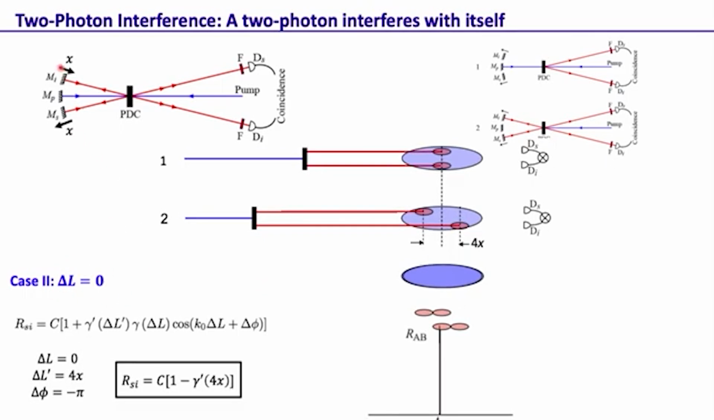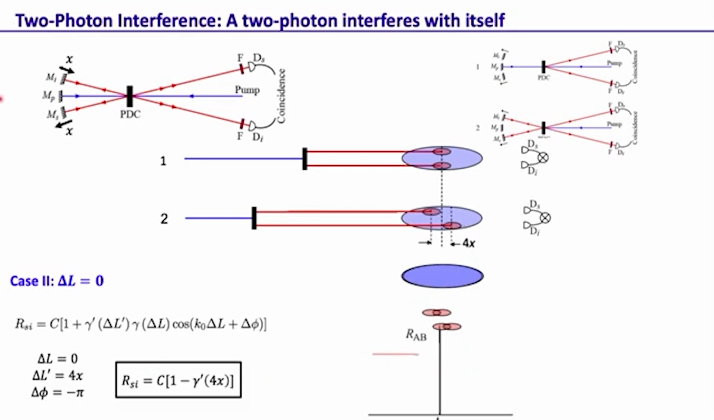We can achieve this by making sure that, from the balanced position, we move the two mirrors by the same amount but in opposite directions. Then one can show that delta L is 0 because the midpoints remain wherever they are. Delta L prime becomes 4x, delta phi remains minus pi, and the coincidence count rate in this case is 1 minus gamma prime of 4x, so no interference from the pump coherence. Since delta L is 0, the overlap of the bigger coherence packets remains intact, while the overlap of the smaller coherence packets will change, and as a result interference will take place.